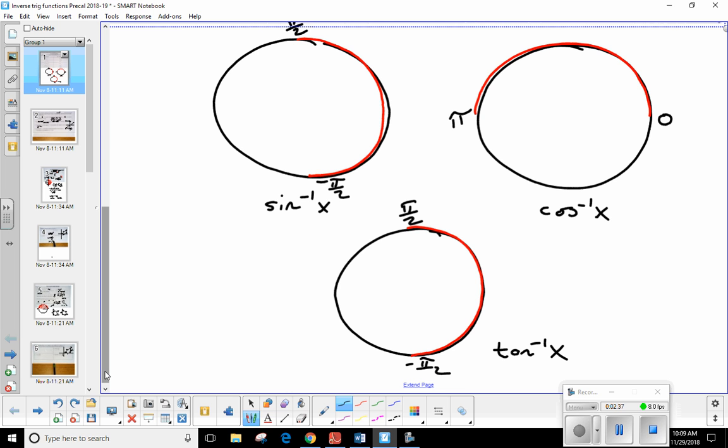Christian says the pi over 2 is not included. That's exactly right. At pi over 2 and negative pi over 2, tangent is undefined. Remember, we can't divide by 0. So while sine inverse can include those boundaries, tangent inverse cannot. Now, if we're trying to figure out what quadrant we're in, how do we do that? We look at what about the ratio? Yeah, if it's positive or negative, and then we go to the corresponding quadrant.